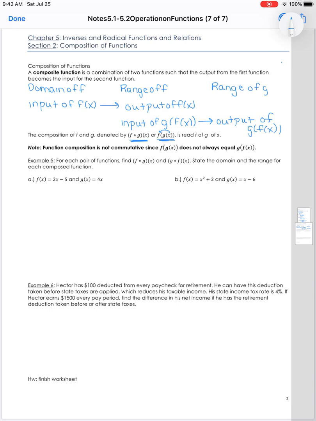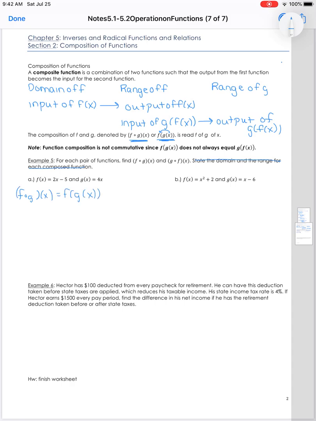So when you're asked to do a composite function, you're going to see it like this, and that's not an O, but composition of functions, that's sort of the symbol for it, or you're going to see f of g of x. What that means is the second function goes into the first function. That's how you do it.